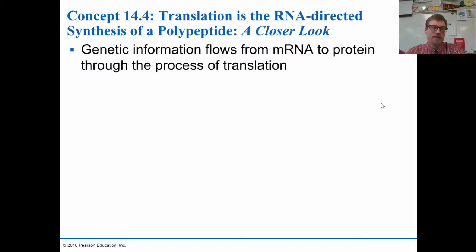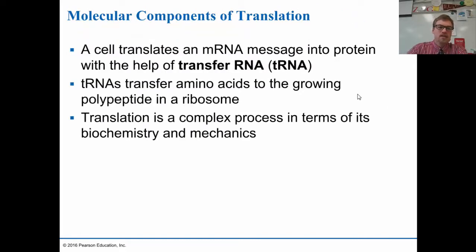So we've got our modified mRNA, or if it's a prokaryotic cell, just our regular mRNA, and now it's going to be translated into a protein, and that process is going to take place at the ribosome. A cell translates the mRNA message into protein with the help of transfer RNA. A transfer RNA, or tRNA, is transcribed just like other RNA molecules, but rather than carrying a message from the nucleus to the ribosomes in the cytoplasm, it is just going to be folded into a tRNA molecule. tRNAs transfer amino acids to the growing polypeptide chain in the ribosome.